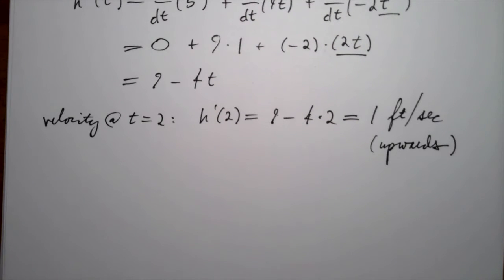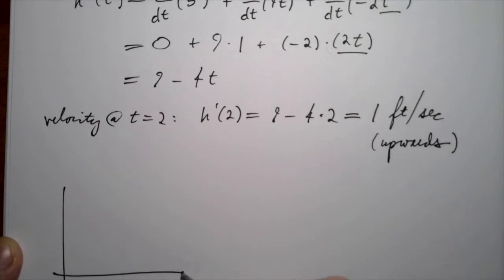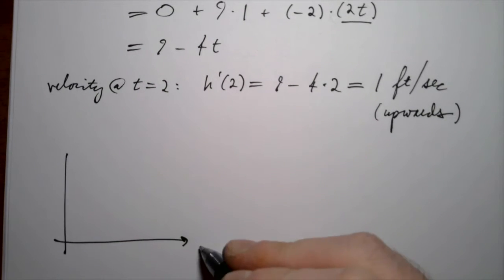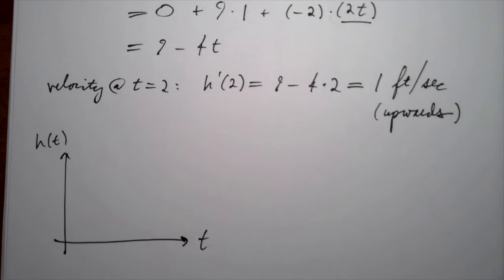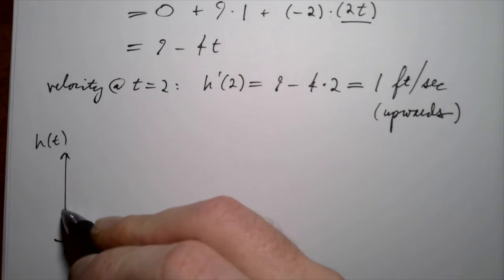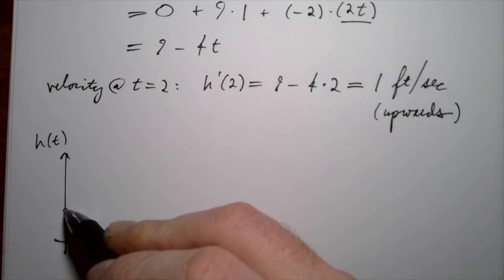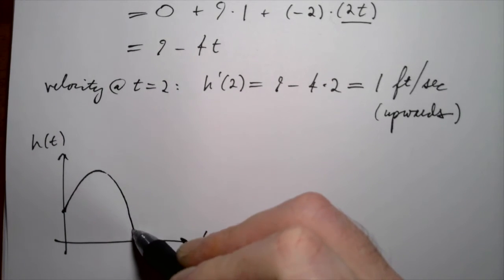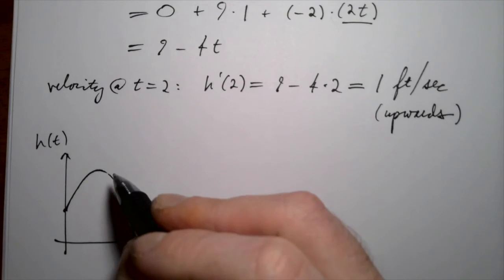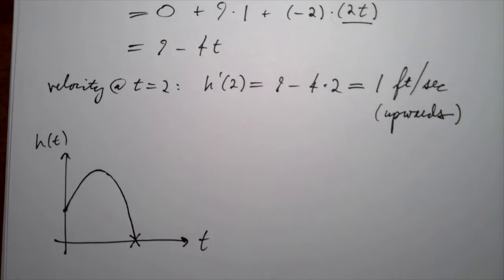Why is that? If we look at the graph of h of t, the graph of h of t as a function of time, it'll look something like this. We start at some height. It turns out that that height is actually 5. And then as time progresses, the mug goes up, and at some point it turns around, and then it crashes down to the ground some point later in time.